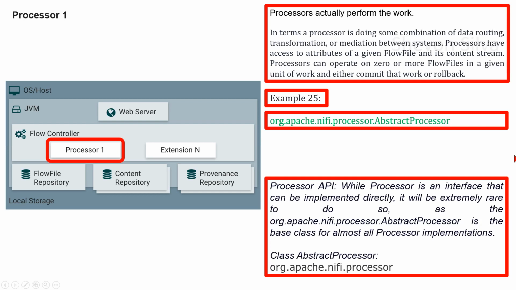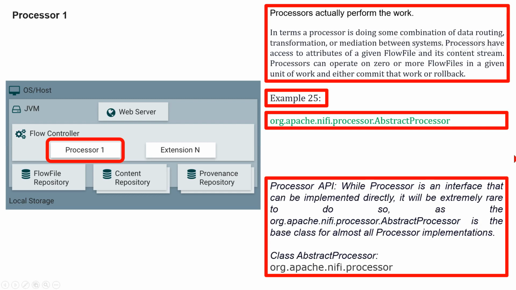This means that all processors must adhere to the following rules. The processor must have a default constructor. The processor's jar file must contain an entry in the META-INF/services directory named org.apache.nifi.processor.Processor. This is a text file where each line contains the fully qualified class name of a processor.